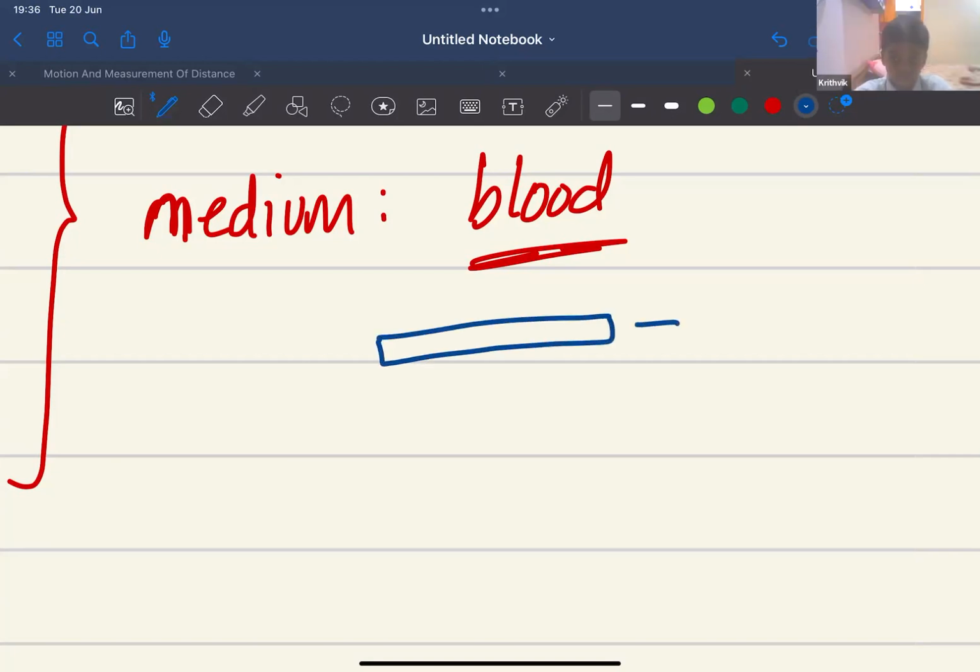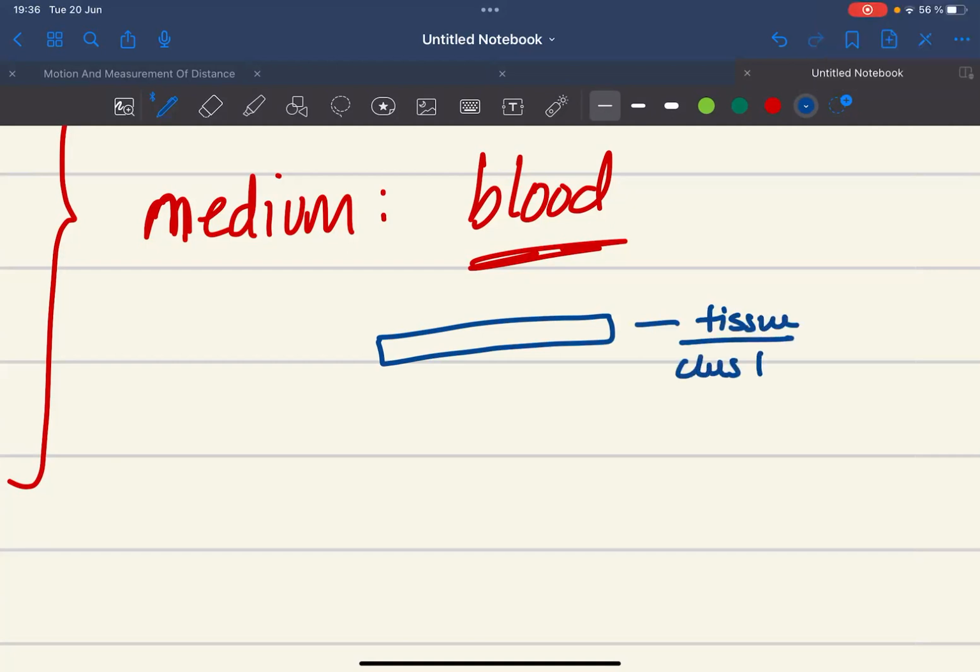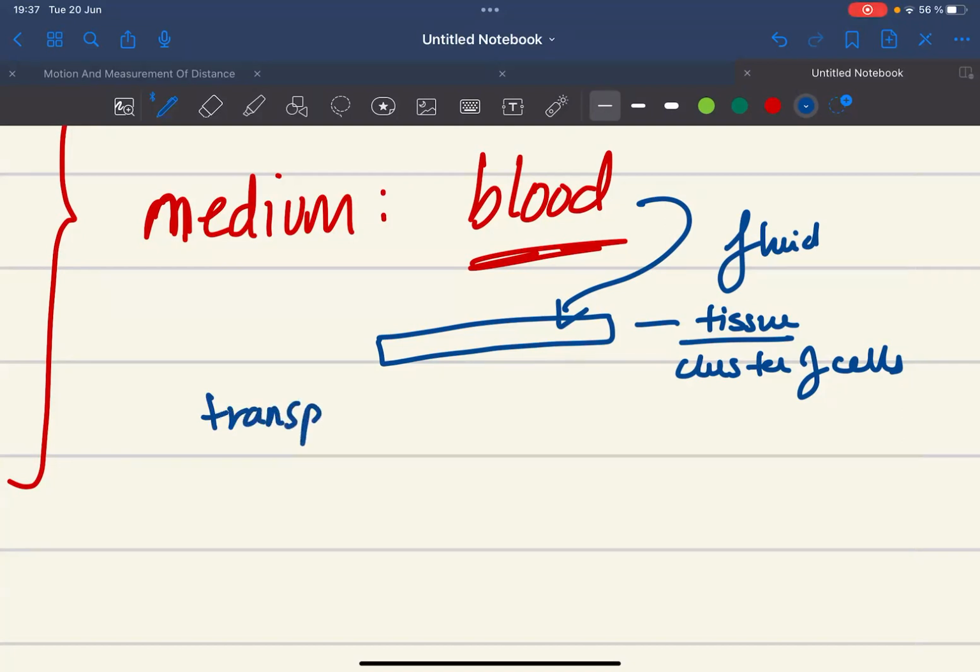A tissue is nothing but a cluster of cells. Okay, when all cells come together, or a mass of cells are there, they form a tissue. Okay, so blood is a tissue, but it is a fluid tissue. So blood is a fluid tissue that transports all these.